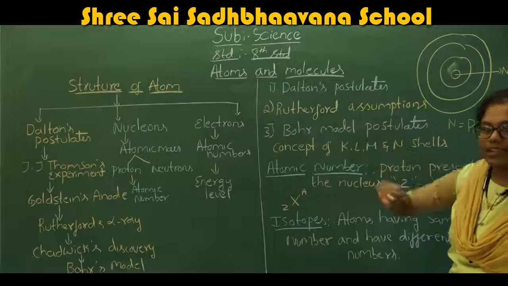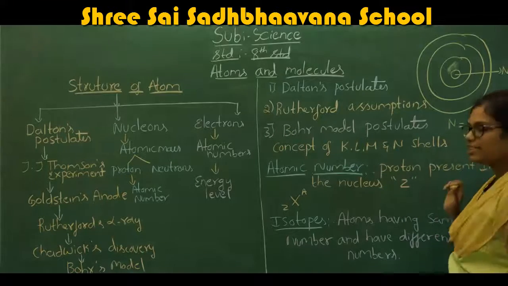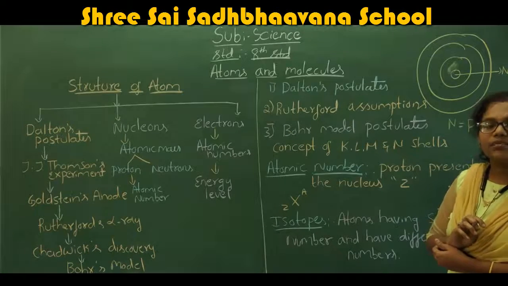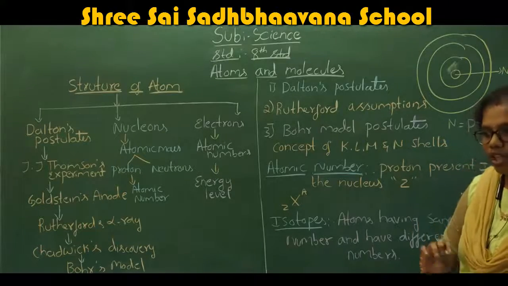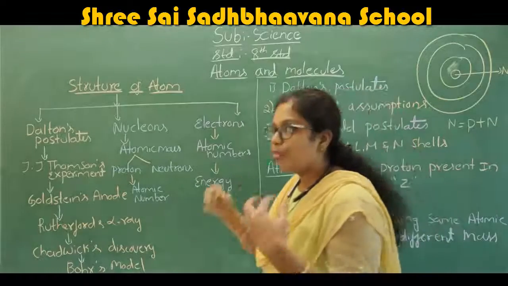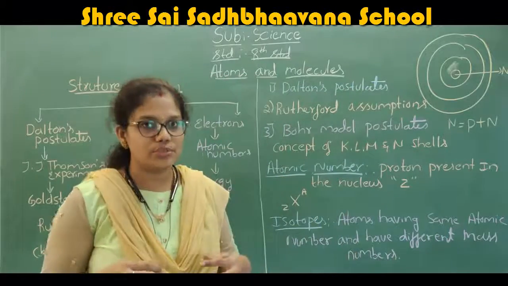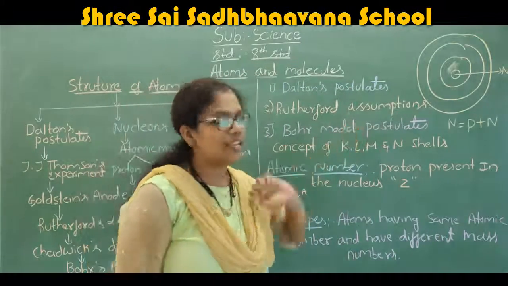In the nucleus, what are the things that are present? In the nucleus, we have protons and neutrons. What are these protons and what are these neutrons? Protons are positively charged particles that are present in the center of the nucleus.